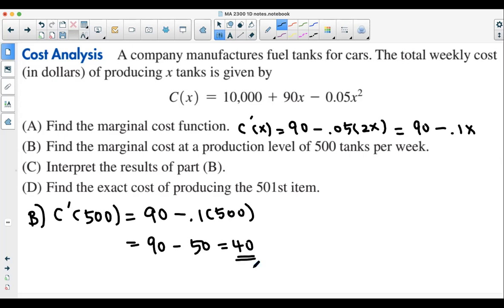So what does this 40 mean? This 40 basically means I've been making 500 tanks per week. So part C is, I've been making 500 tanks per week, but if I were to make 501 tanks, so if I make one more tank, what would be the cost for me? If I were to make one more tank per week at that time, then it would cost me $40 more to produce it.